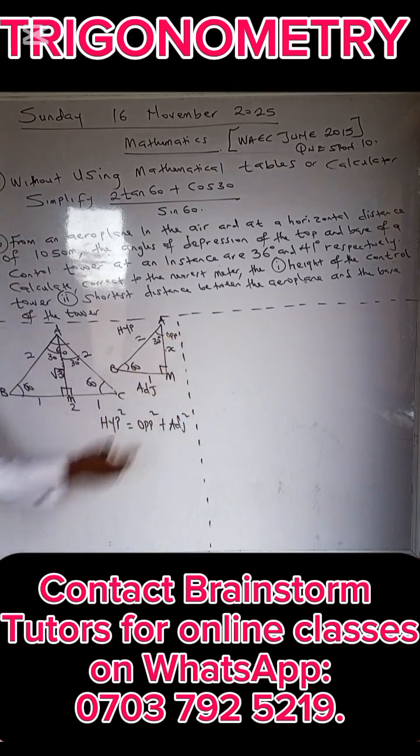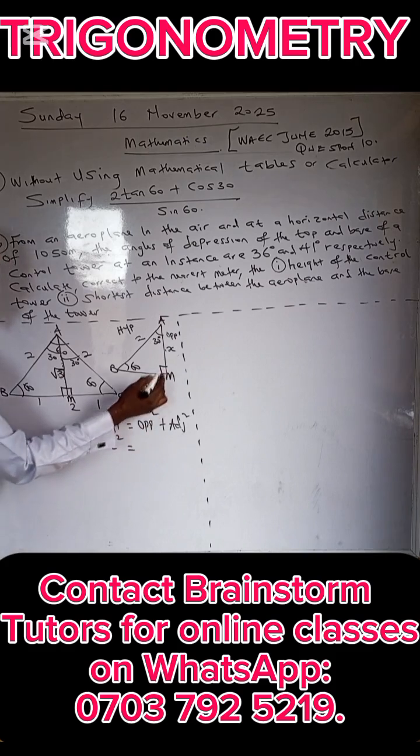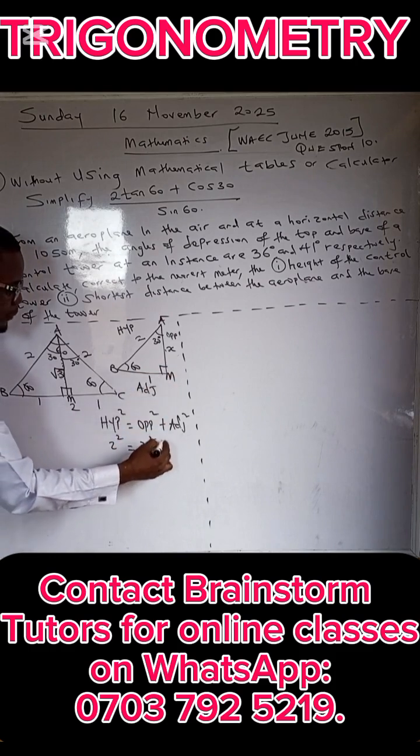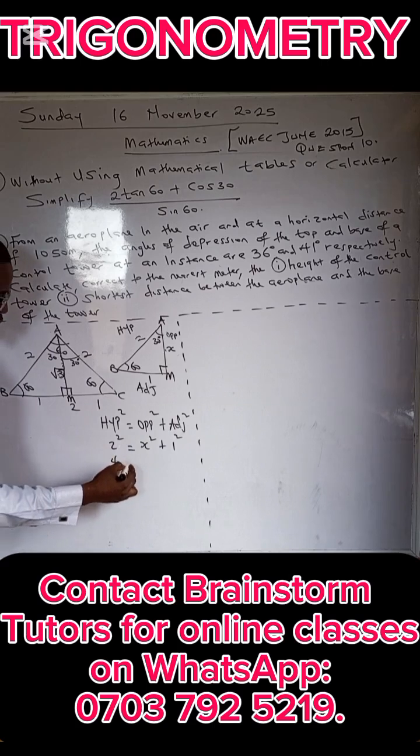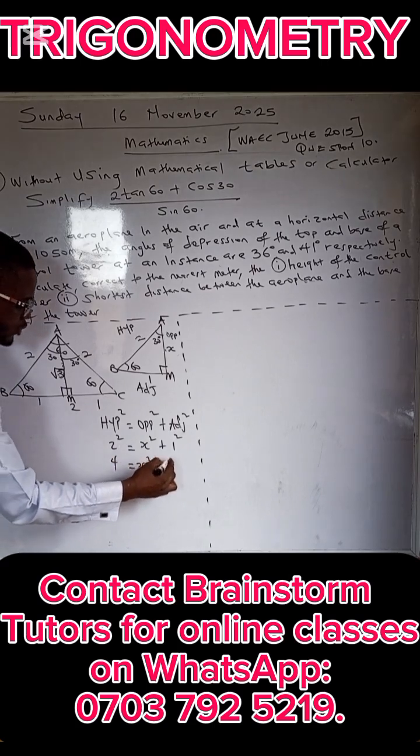I just want to show us how they get this to be root 3. It's not by magic. Now we say that 2 squared equals my opposite, which is X squared, that's what we are looking for, plus my adjacent, 1 squared. So 2 squared gives me 4 equals x squared, and 1 squared gives me 1.